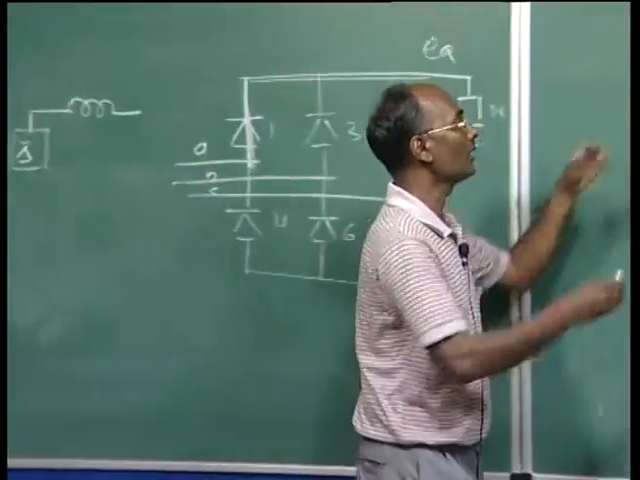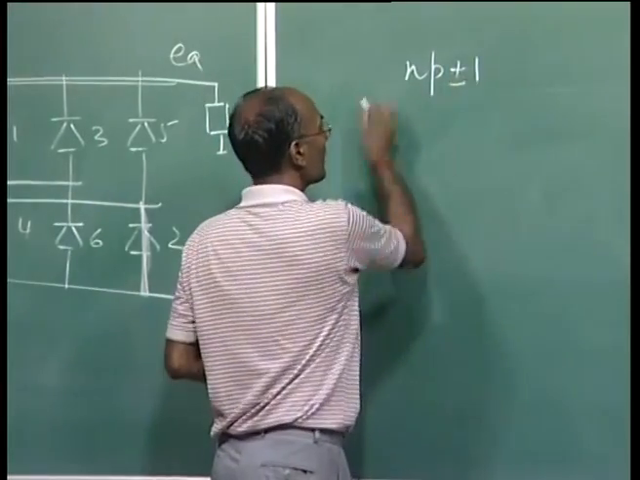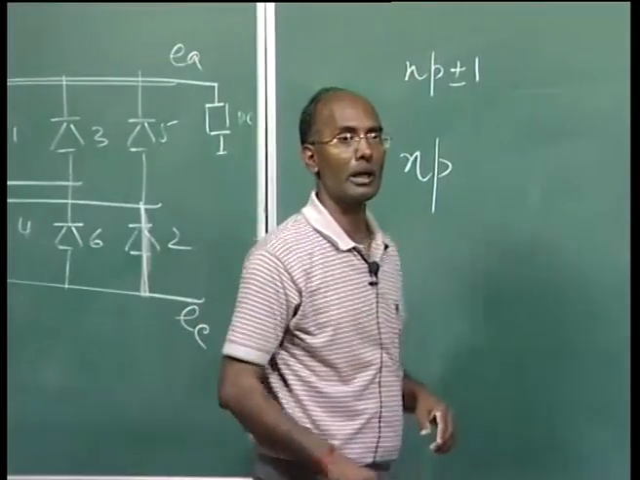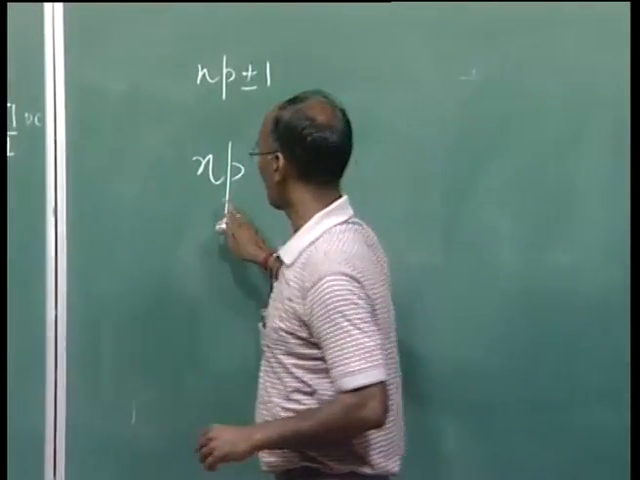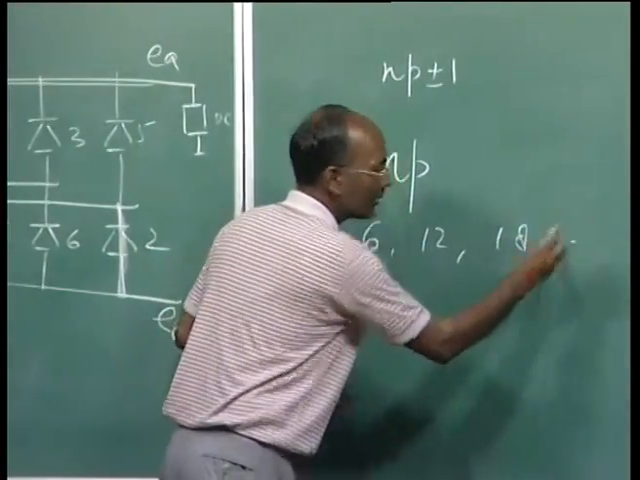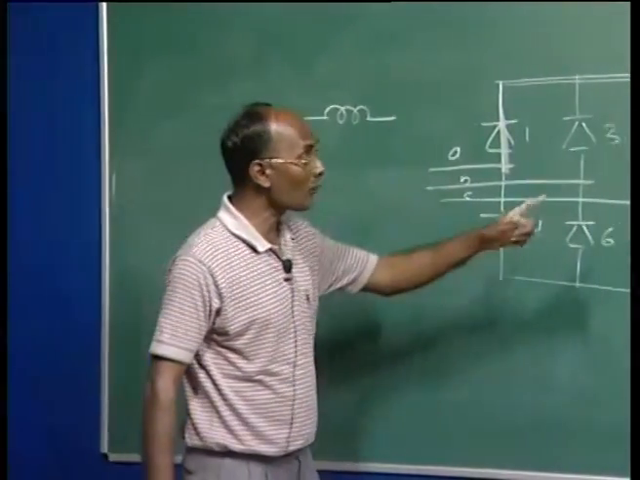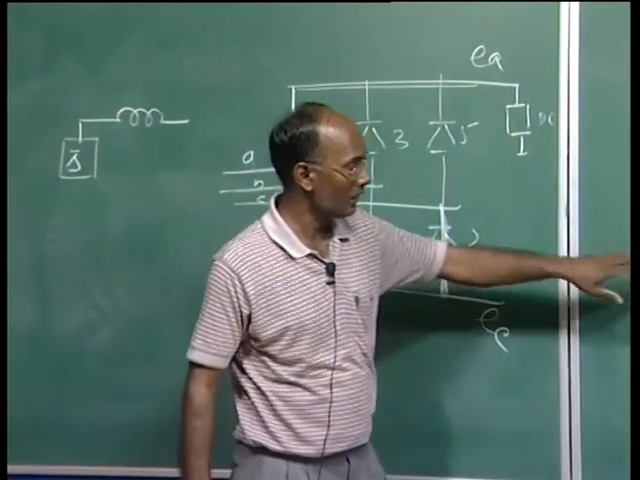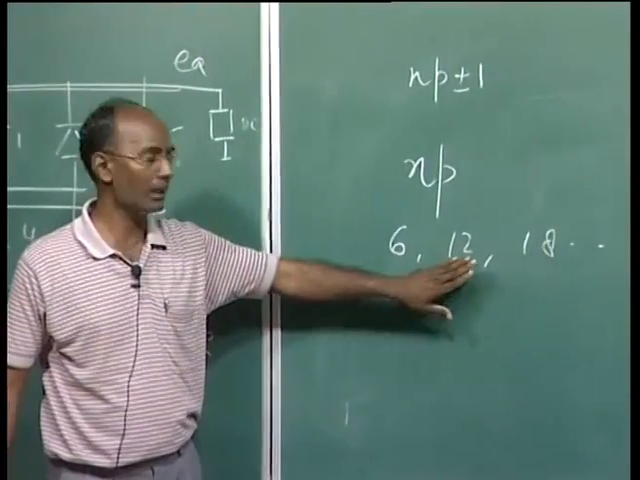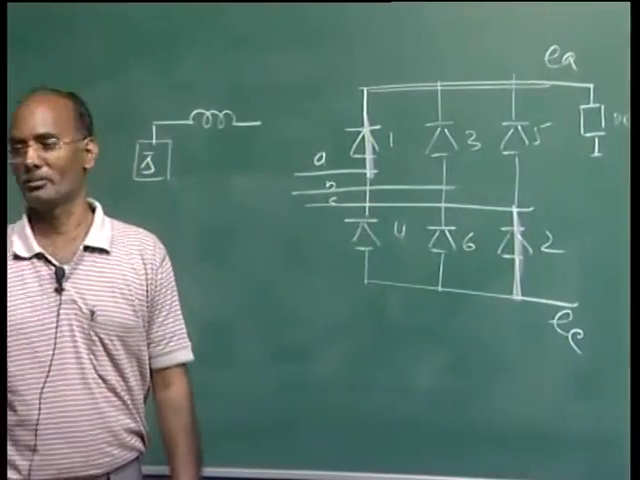I didn't mention here, as I said, the AC side harmonics are NP plus minus 1, but on the DC side, we are going to have NP harmonics. Meaning here, if you are having 6 pulse, then it is 6, 12, 18, these harmonics are there, but the magnitudes are not very high. But still we go for using some DC filters. If you are using 12 pulse, then it will be the 12th harmonic, and then you have to use some DC filters here. But still it will be there in your system, yes?